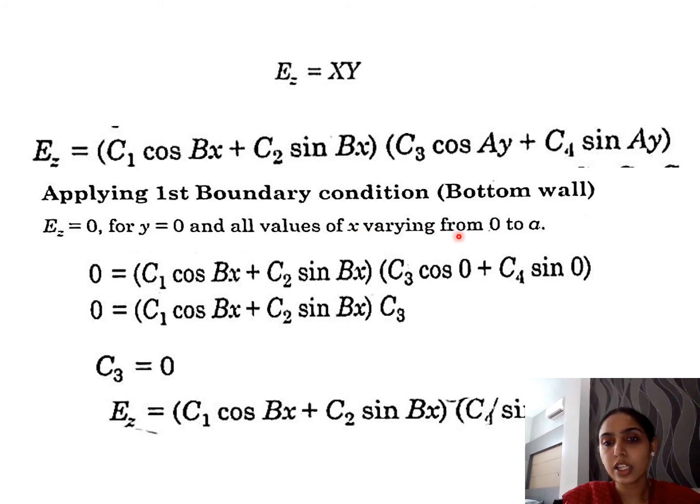Here the x value is from 0 to a, and y from 0 to b. So the first boundary condition is x varying from 0 to a. We are taking the bottom wall, so y is equal to 0. Then the Ez component is equal to 0, since the cavity resonator obeys the boundary conditions at all four walls. So in this case we get the constant C3 equal to 0. When we substitute in the Ez is equal to XY solution, we get the equation as shown below.